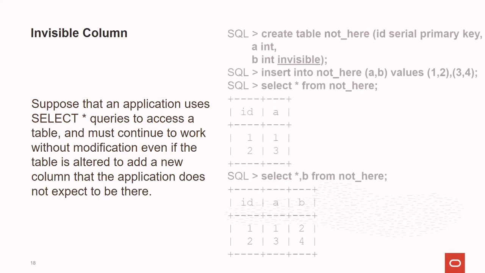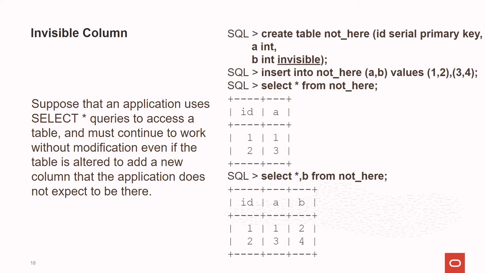Now here's an example where we're going to create a table called not_here. We have a column that's our primary key, and we have one called A that's an integer, and one called B that's an integer that's invisible. Now, if I put some data into the table and I take a look at it and just do select star, notice I'm only getting the value for A. I'm not getting the value for the invisible B. But if I do select star comma B from that table, I'll get the values for B. You have to explicitly call for the invisible columns.